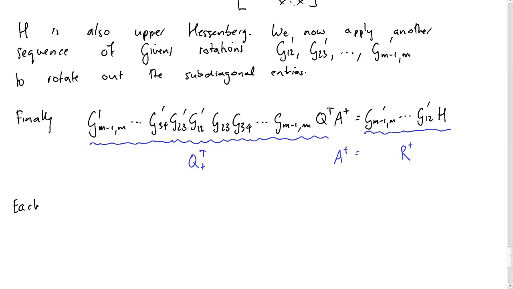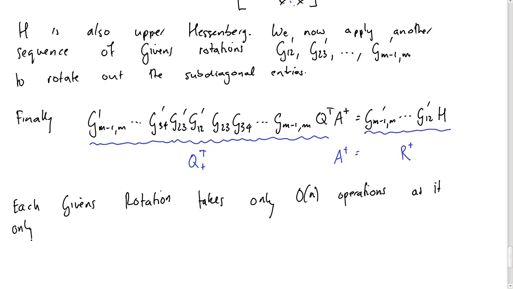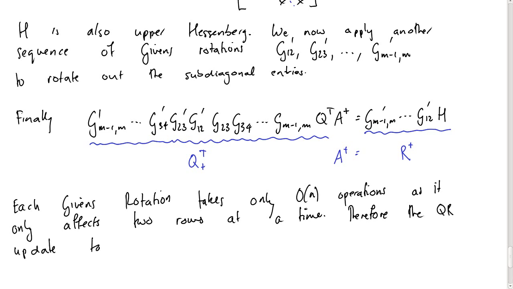So each Givens rotation takes only order n operations, as it only affects 2 rows at a time. Okay, so that's good. Therefore, the QR update takes order m times n operations. Okay, because we have to do 2m minus 3 of them.